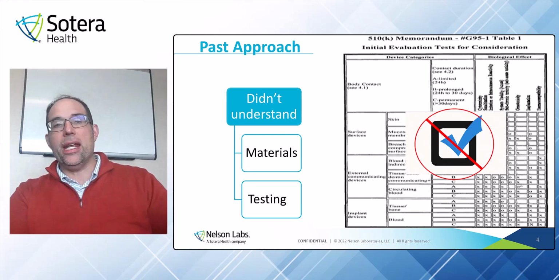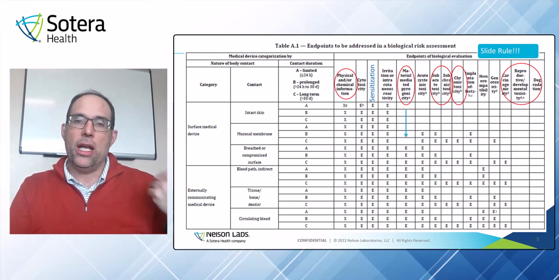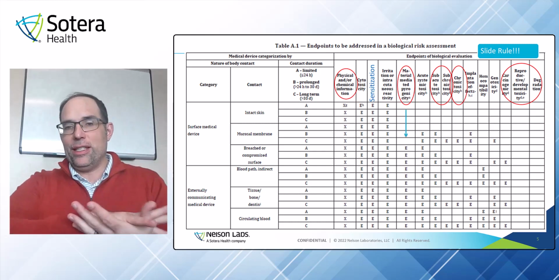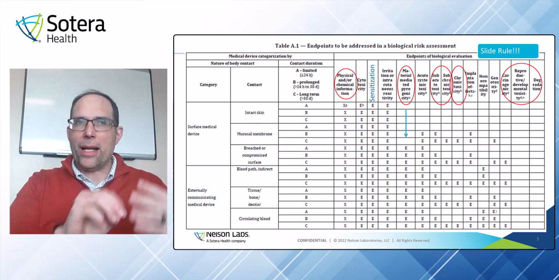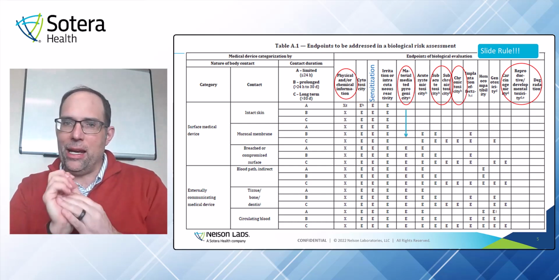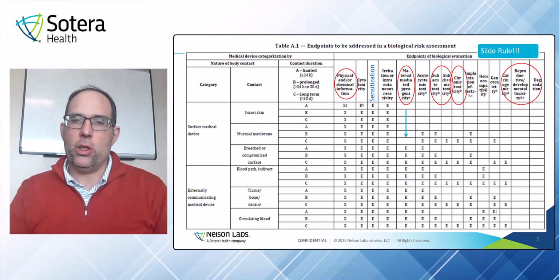So the new standards are getting away from this checkbox approach, and they're going to what we call a risk-based approach. And I know that this is not directly related to in vitro, but I'm going to tie it here in just a second. So this is the new chart, the one that replaced that old one that we showed you.